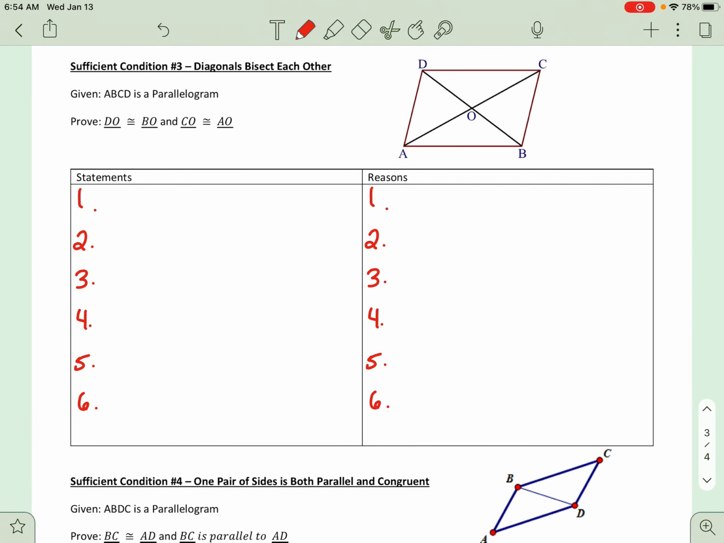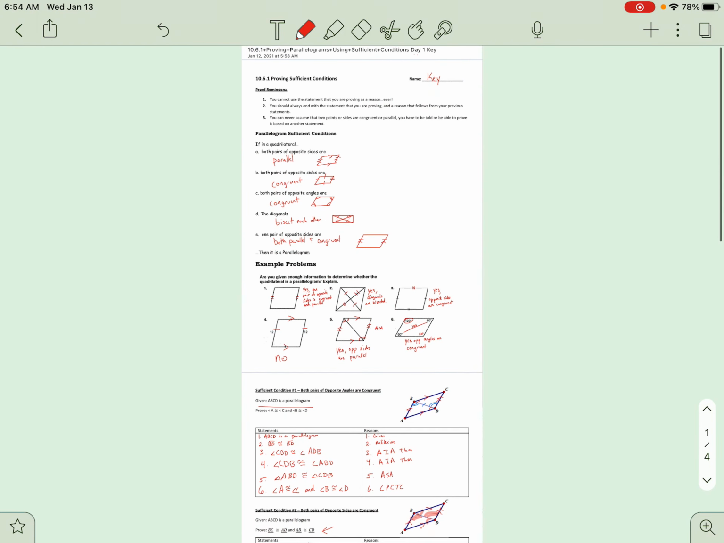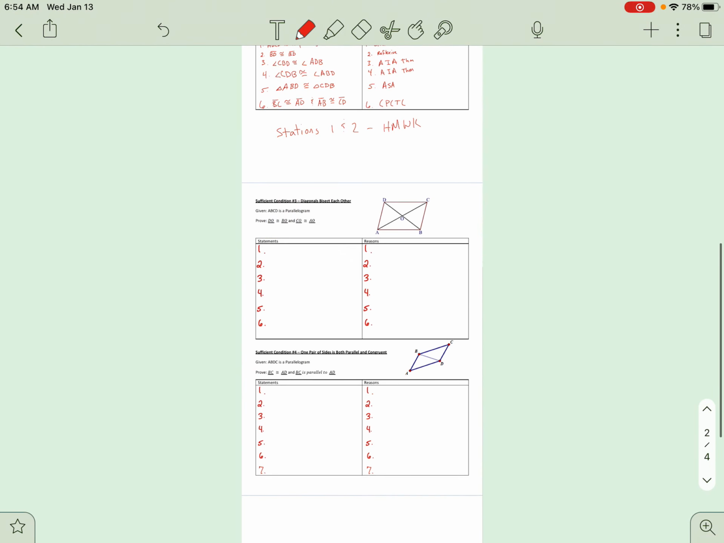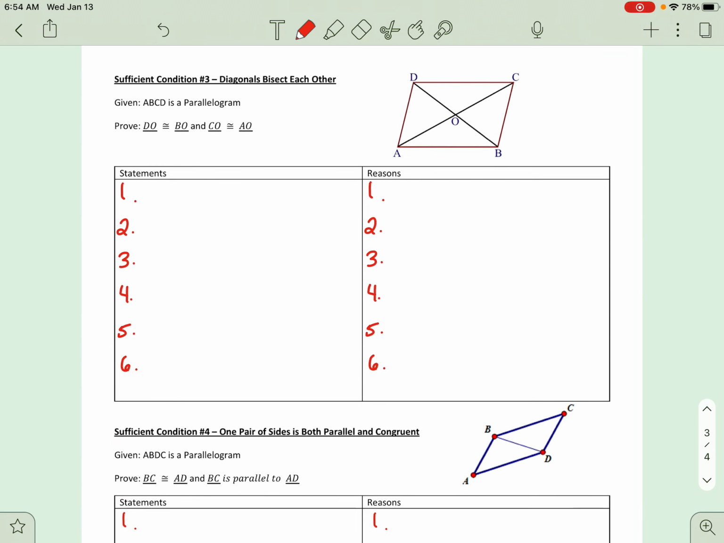Hey, good morning, everybody. So today we are going to finish up the notes from Tuesday. So today's Wednesday. January? What is today? 13th, I think.